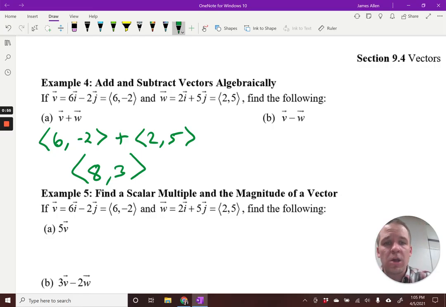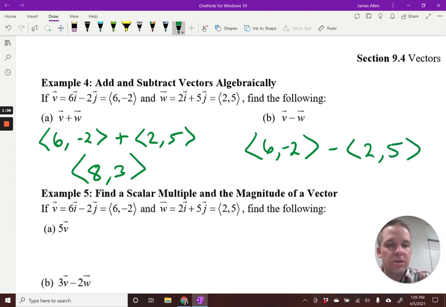For the next one, we have to make sure that we subtract, okay? So we have to distribute that negative through. We'll have <6, -2> again, minus <2, 5>. So 6 minus 2 is 4, and -2 minus 5 is -7. Awesome. So that's it for those.